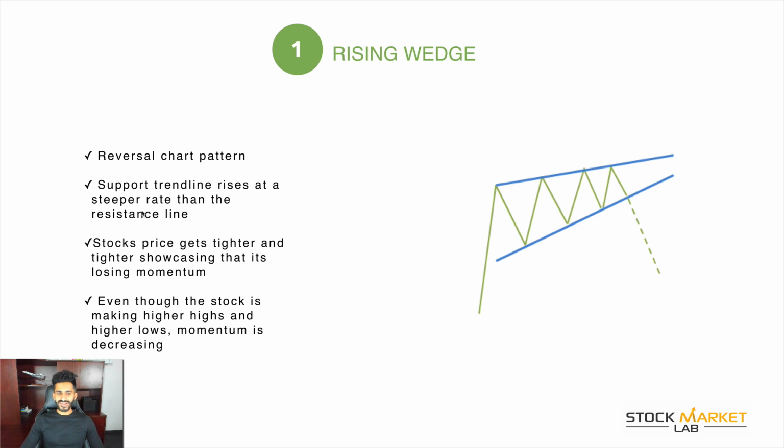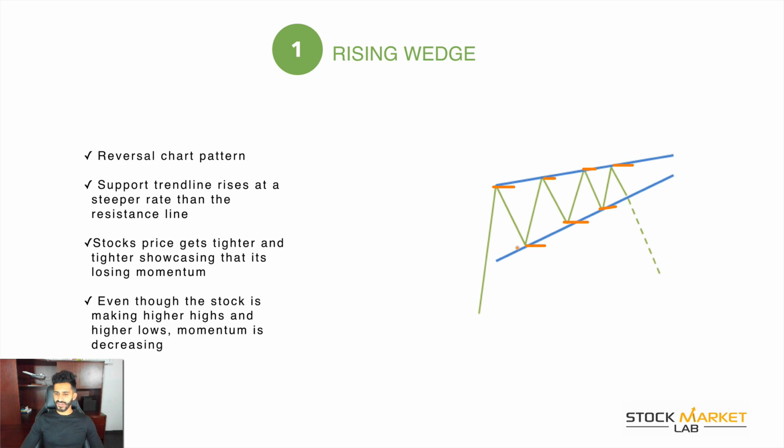The support trend line rises at a steeper rate than the resistance line, right? So this rises faster than the resistance trend line. Because this rises faster, price movement starts slowing down. Momentum starts slowing down for the stock. The stock price gets tighter and tighter, showcasing that the stock is losing momentum. Even though the stock is making higher highs, going higher and higher, and higher lows, higher lows, which is a good sign.